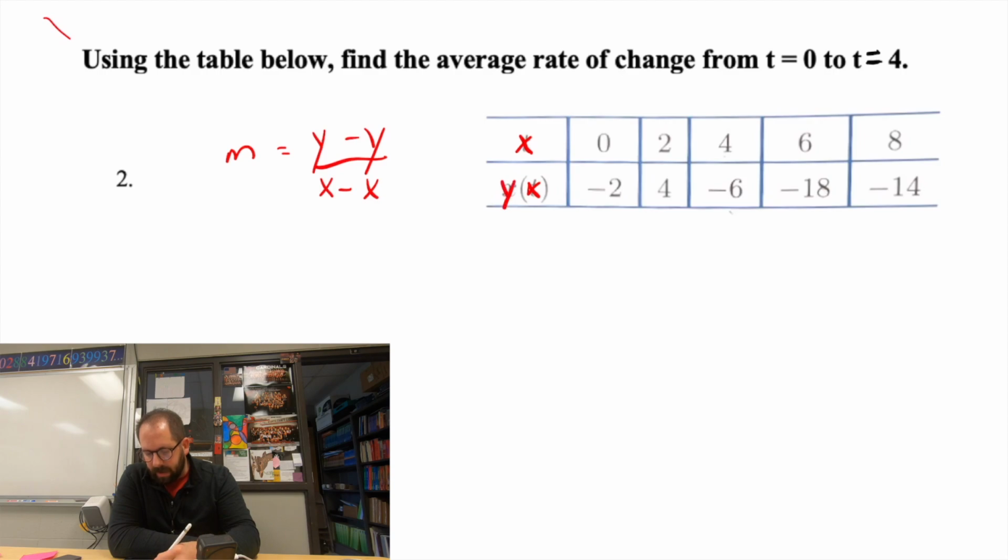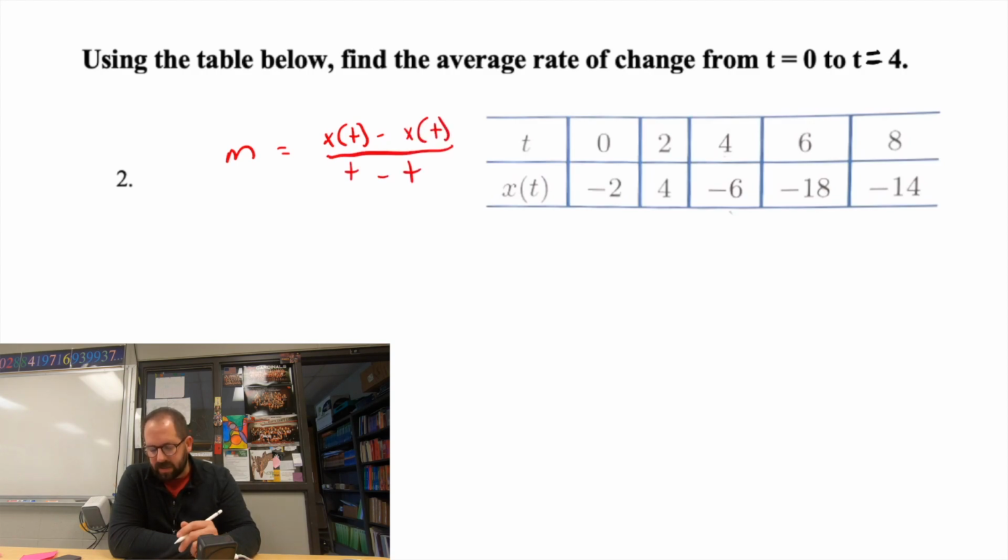Now how do I know that? By looking at it, because this is how you name functions. This is a function of this letter. It's whatever the letter is. So functions mean y's. So this is the y column, this is the x column, this is the variable you're using. They can have it in anything that you want. So if you don't like the way I wrote my problem, I can put the x of t's on the top. X of t goes here, minus x of t goes here, all over t minus t, same thing. It's y minus y over x minus x.